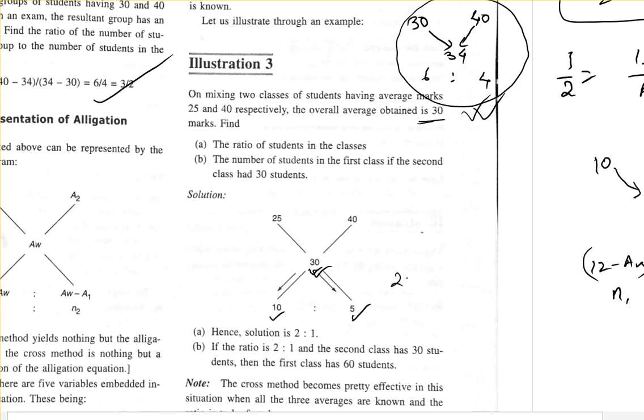10 is to 5, that is 2 is to 1 was the ratio of the number of students of the classes. So the ratio of students is the number of students in the first class, if the second class is 30 students. So this is 30. What will be this? 2 is to 1 is the ratio. So what is to 30? Obviously 60.